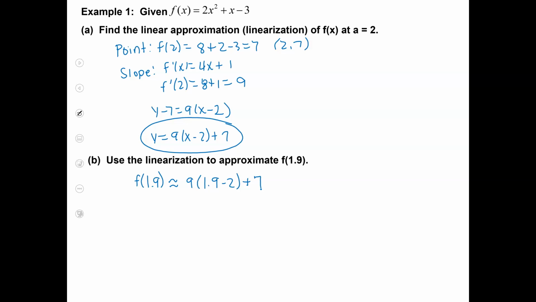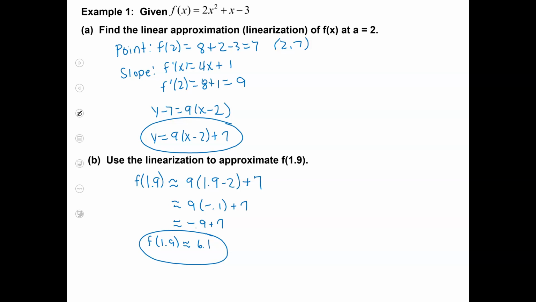First we're going to subtract 1.9 minus 2, which gives us negative 0.1. Well, negative 0.1, when you multiply by 9, just moves the decimal, right? So we get negative 0.9 plus 7. So what's negative 0.9 plus 7? 6.1. So the tangent line approximates the y value at that point to be 6.1.